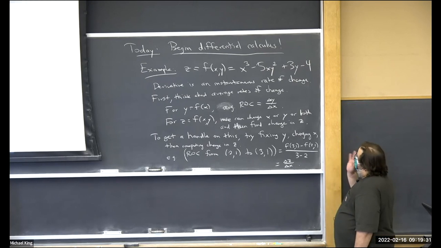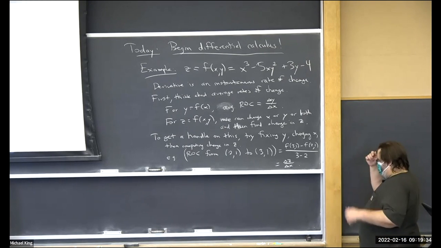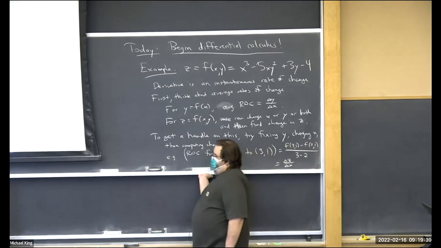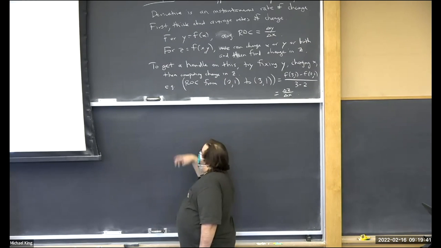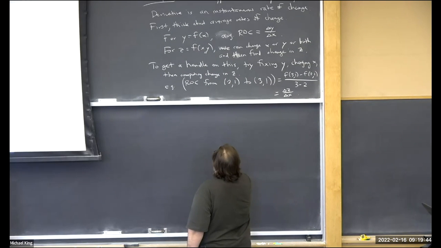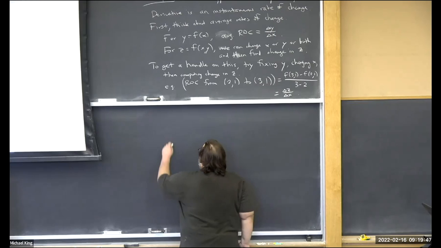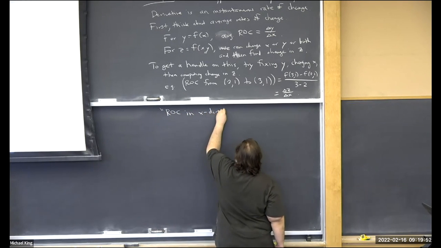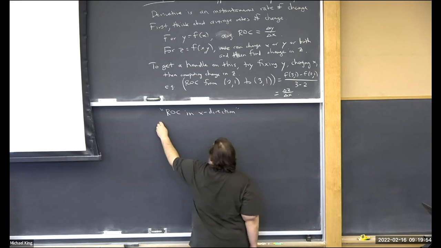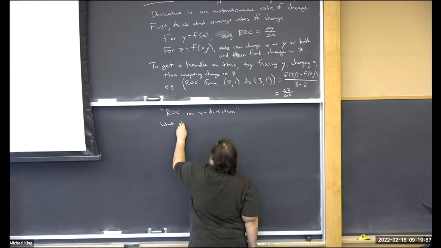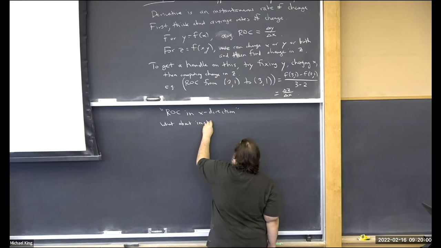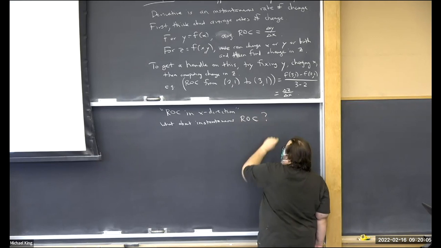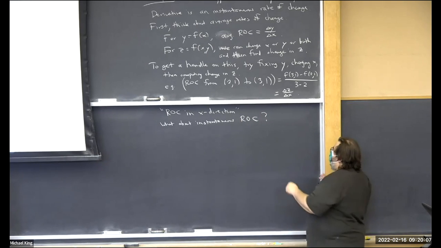Okay. But what I want to do is go immediately, because we know how to do average rates of change, to instantaneous rate of change. So this is what you could call a rate of change in the x direction, right? What about instantaneous rate of change in the x direction?